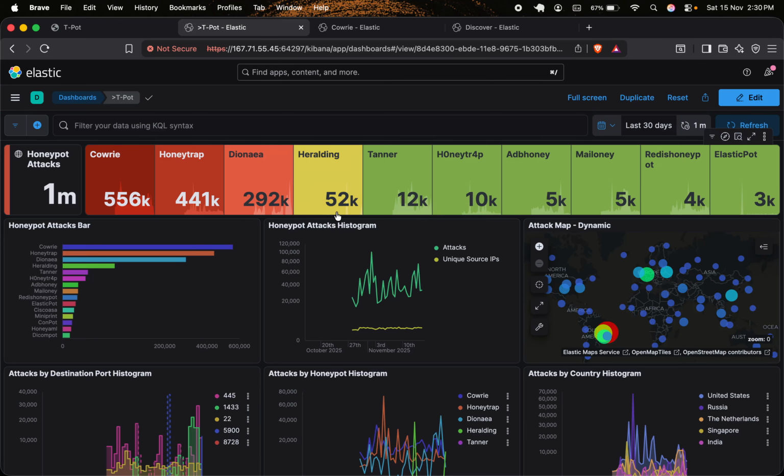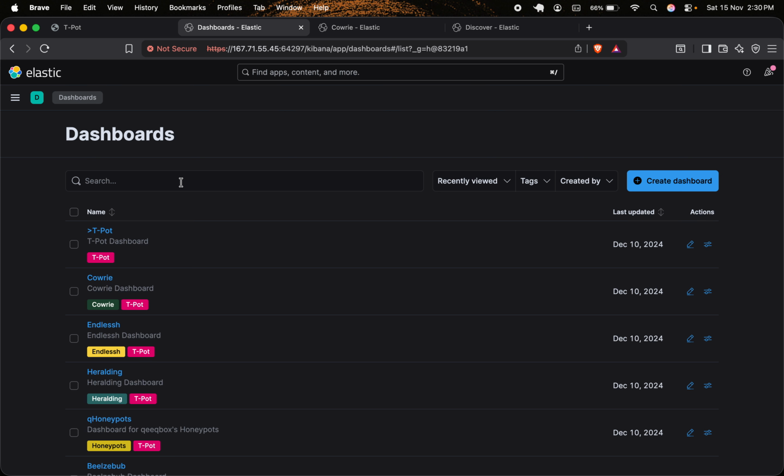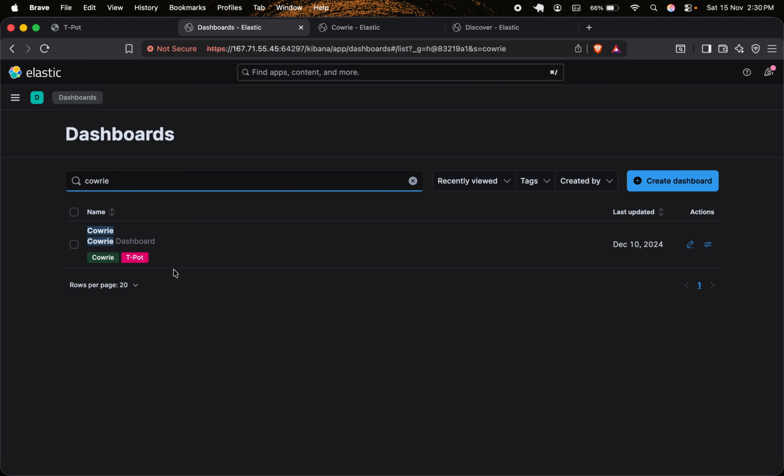Hello guys, so today we are going to discuss some of the containers of the honeypots. Here you can see it's the Cowrie container that is having my maximum logs. So today we will discuss this Cowrie container, what we actually see in it and what it is about. From the dashboards we are moving to the Cowrie container.